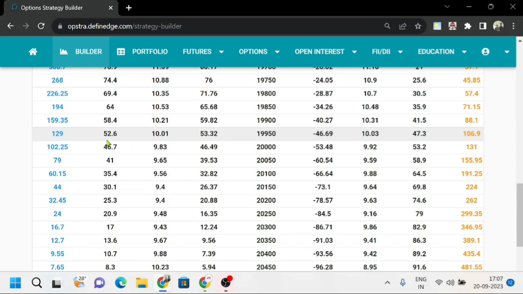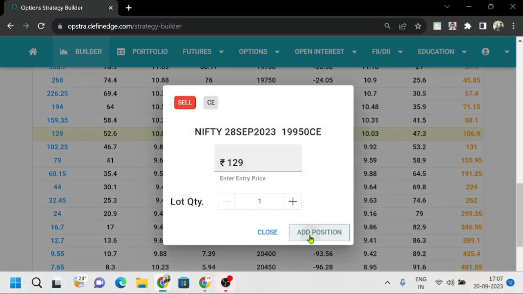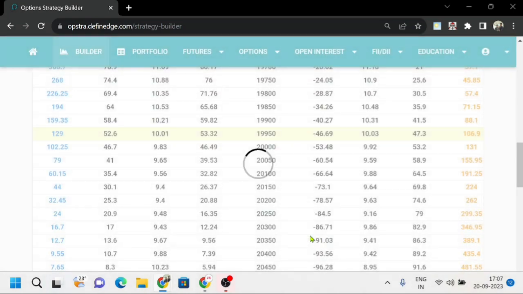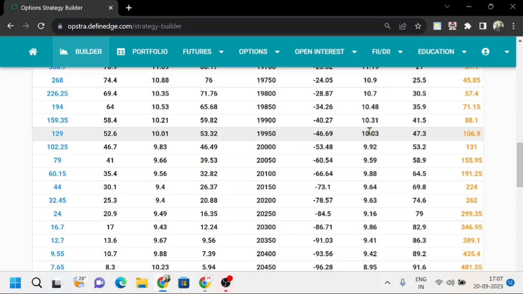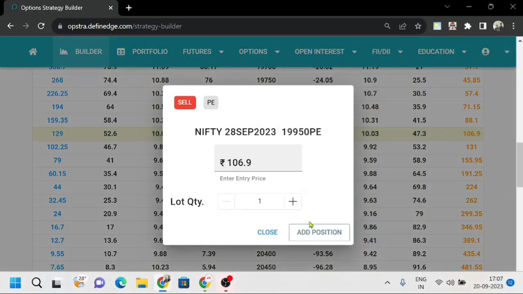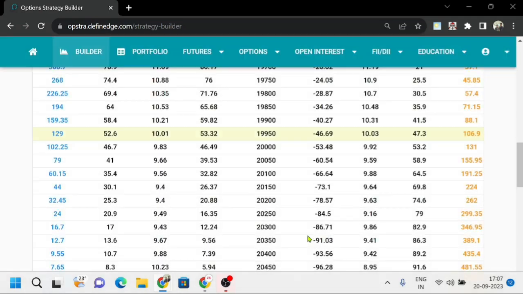Just what you are going to do here, you are going to sell the at the money call and the at the money put. Here you are going to sell the at the money call, the 19,950 call. Now you are going to sell the at the money put. Both you are going to sell, the at the money call and put.